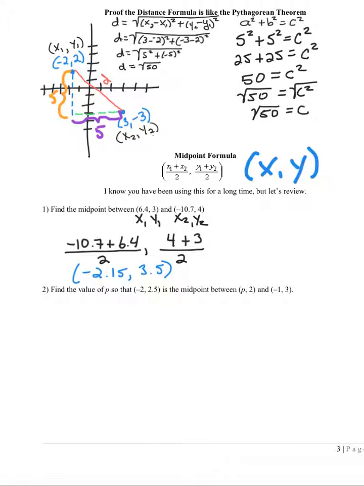In this next example, we have the midpoint, and we have one endpoint, and we have one value for the other endpoint, but we need the x value. So what we're going to do here is we're going to use the midpoint formula again, but since we're only looking for an x value, I'm only going to use the x part of the midpoint formula.